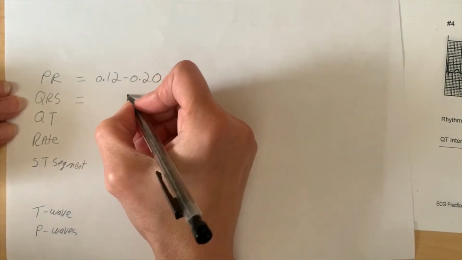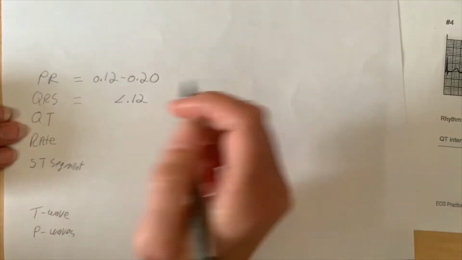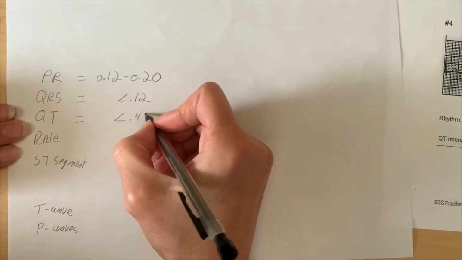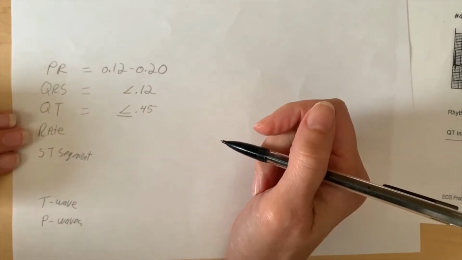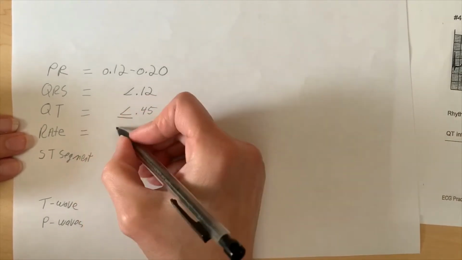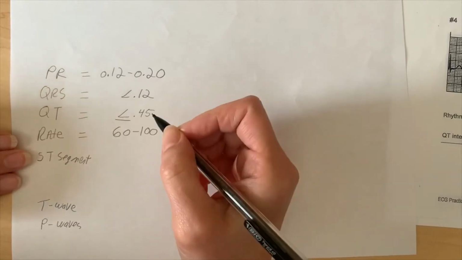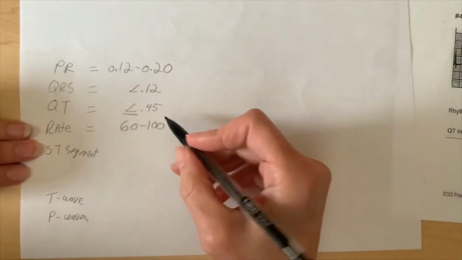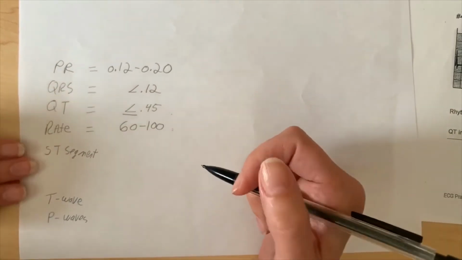Now a QRS needs to be less than 0.12. A QT for our purposes is going to be less than or equal to 0.45 for a normal. As you know, a normal rate would be 60 to 100. So look at how we're going to figure that out. Again, enough for our purposes, the monitor will always be more exact when it's figuring out the rate and when it's figuring out the QT.